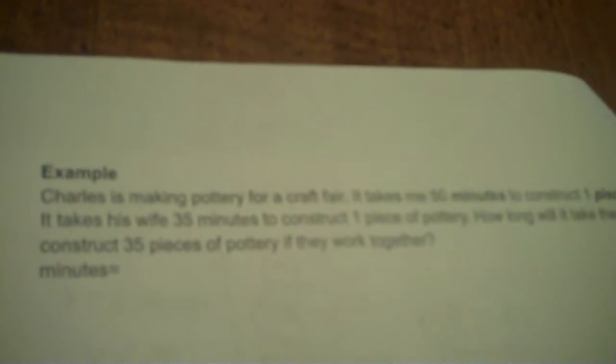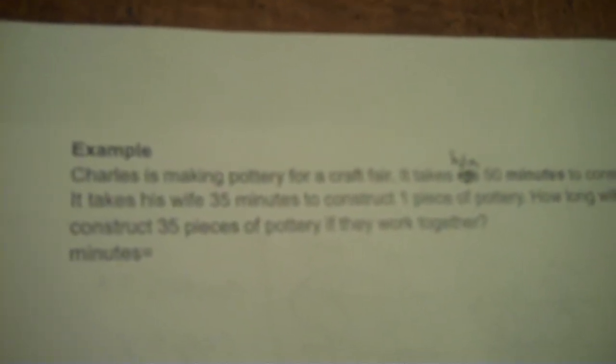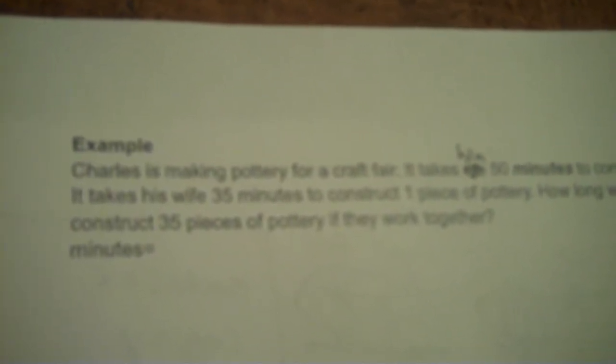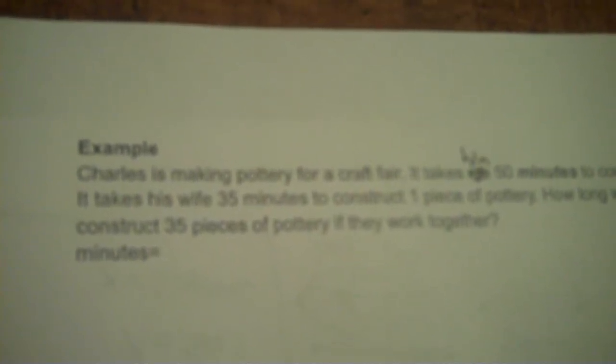Okay, next up. Charles is making pottery for a craft fair. It takes him, that should not say me, it takes him 50 minutes to construct 1 piece of pottery. It takes his wife 35 minutes to construct 1 piece of pottery. How long will it take them to construct 35 pieces of pottery working together? So we're finding the minutes. It took Charles and his wife working together.